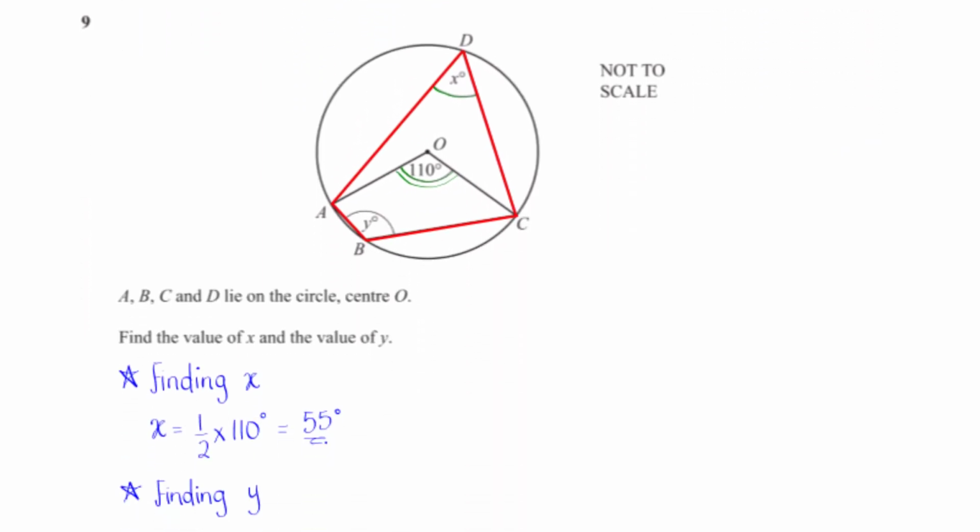A, B, C, and D lie on the circle center O. Find the value of x and the value of y. The angle subtended at the center of a circle by any given chord is twice the angle that same chord subtends at the circumference of the circle. And so this means that x is equal to half of 110 degrees. And so that gives us x equals 55 degrees.